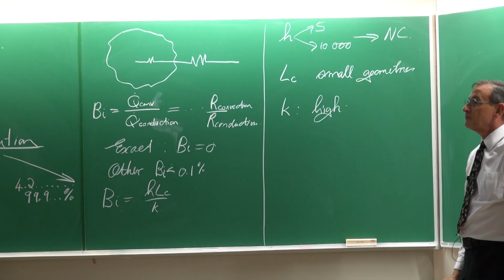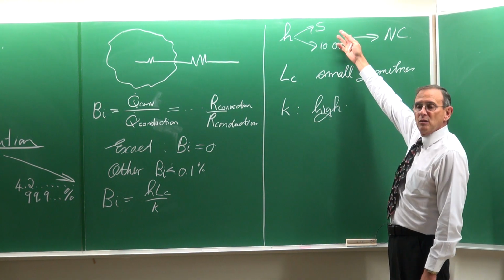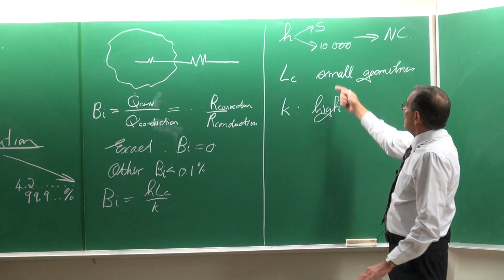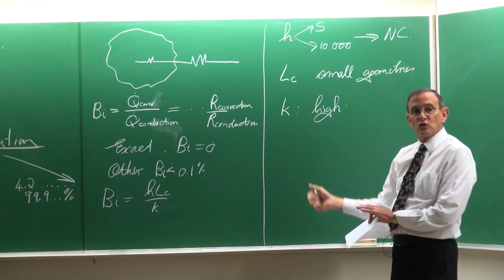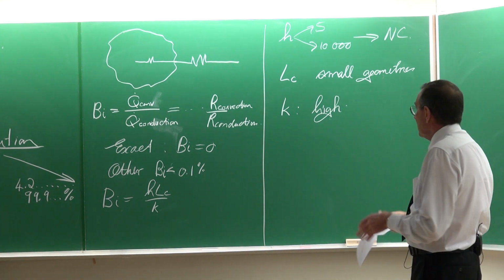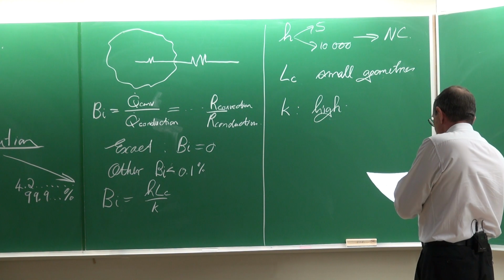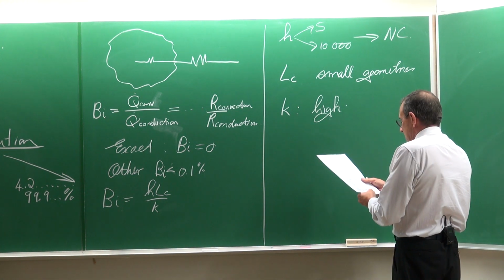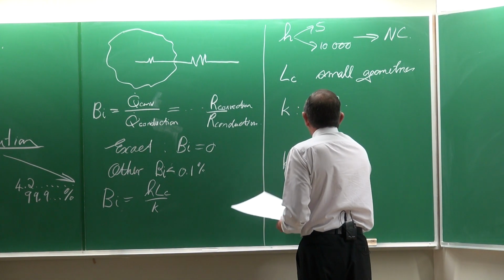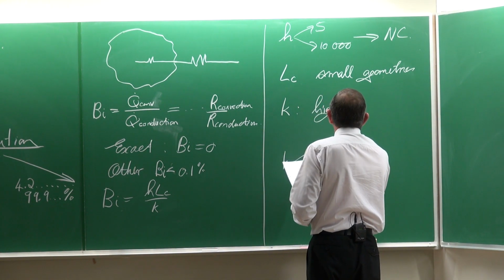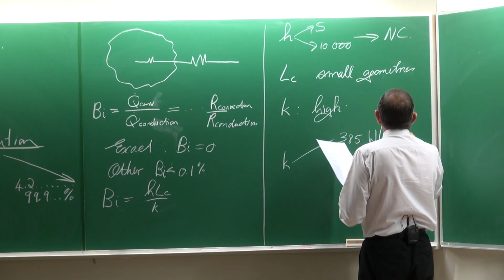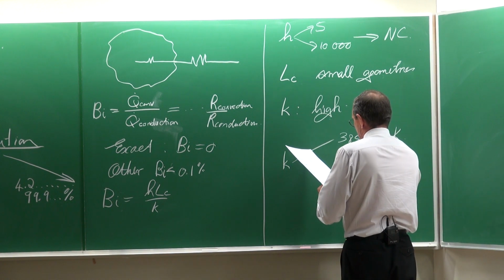So in general, if you have a problem where heat transfer occurs in natural convection, it's a small geometry, and the thermal conductivity is very high, then that would be an excellent example that can be solved with the Biot number. Just to give you an indication of typical values of K, thermal conductivity can typically vary from about 385 watts per meter Kelvin, and that would be for copper.